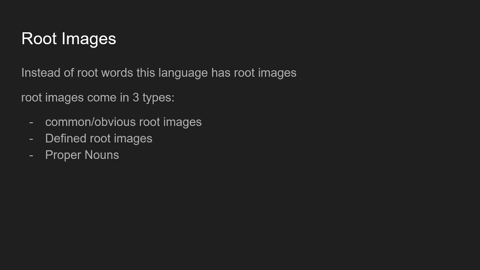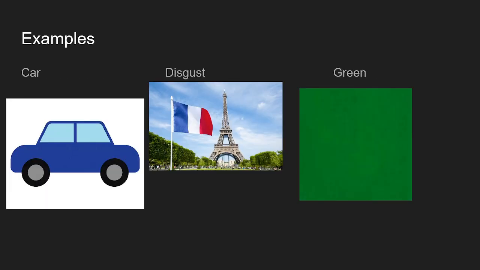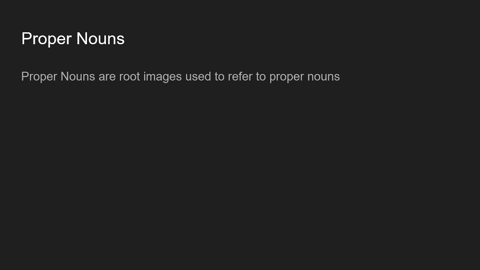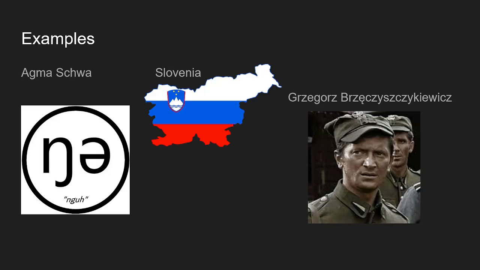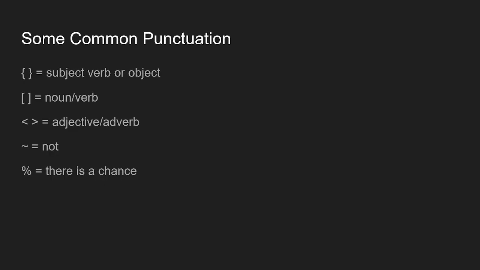Root images. Instead of root words, this language has root images. Root images come in three types: common or obvious root images, defined root images, and proper nouns. Common root images are images that obviously display a concept to a speaker of any language. Here are some examples. Proper nouns are root images used to refer to proper nouns. Here are some examples. Defined root images are root images defined using the defined sentence type. More on that later. These are complex topics that cannot be expressed only using one common root image or proper noun. These can be any image chosen by the language user, but are normally something related for clarity. Here are some examples.